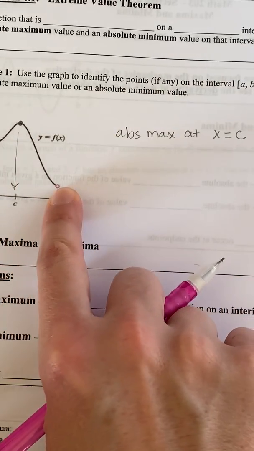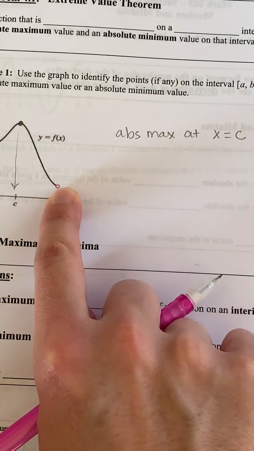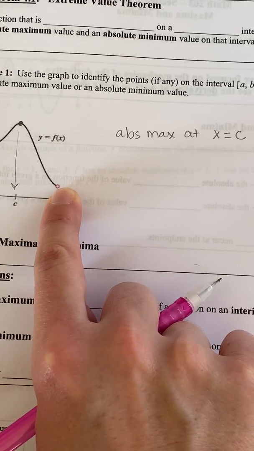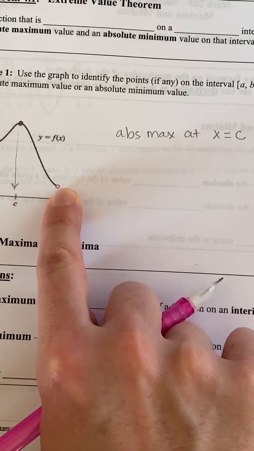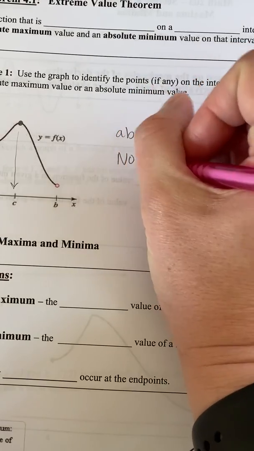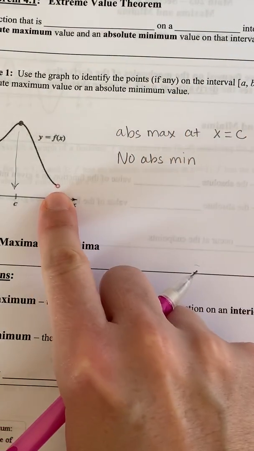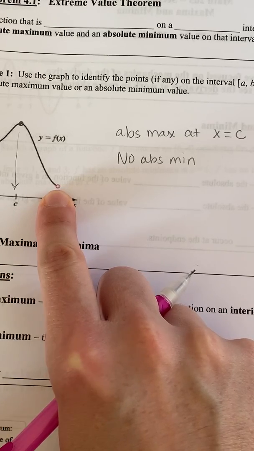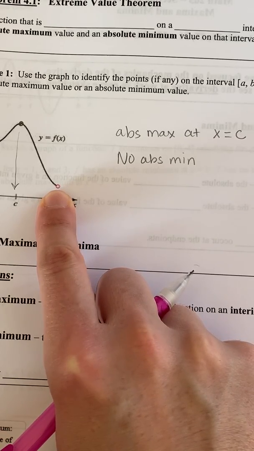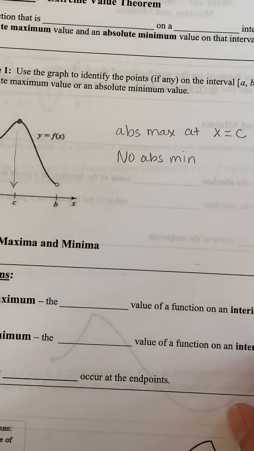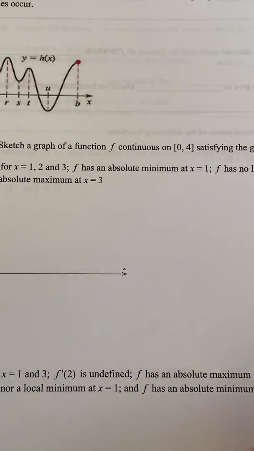Unfortunately, because of this open circle here, that would be a candidate for the lowest value on the graph, but it's not filled in. So there's no absolute minimum for this graph. Okay, if this was closed, that would be our absolute minimum. That completes example 1. Now let's look at example 2.